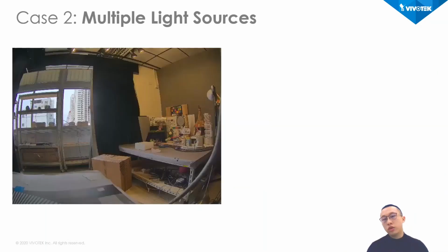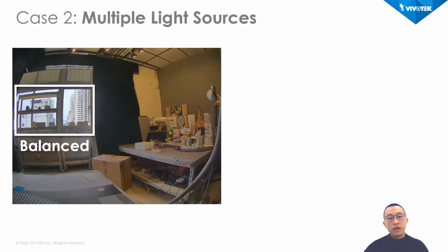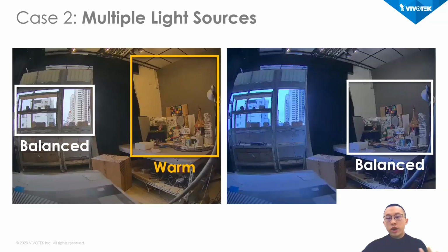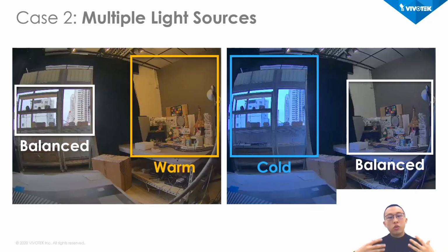The second situation is when there is a mix of light sources. So this scene right here has two light sources, one from the light source indoor and second from outdoor. And you can see that we've tried to balance the outdoor light source. However, what that does is make the indoor light source too warm. Now on the opposite side, if we try to balance the indoor light source, then that makes the outdoor too cold. So in a situation like this, it boils down to our ROI, or region of interest.